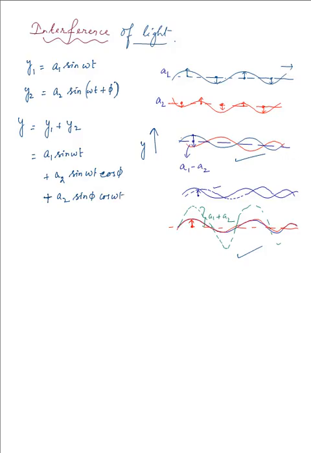What I will be doing is taking the sine omega t term to be common, and so what I have is a1 plus a2 cosine of phi times sine omega t plus a2 sine phi cosine of omega t. Now out of that, what I do is I consider this term that is carrying a phi and also this term which is carrying a phi as two different terms. Let's take them as a common amplitude in this case.